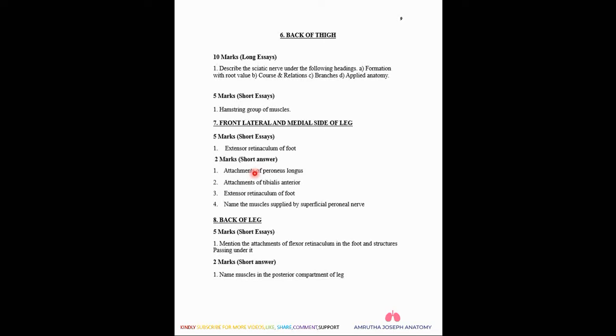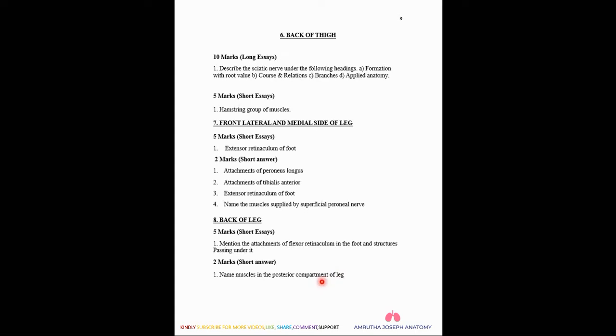Now coming to back of leg, 5 marker, mention the attachments of flexor retinaculum in foot and structures passing under it. So flexor retinaculum is asked many times. 2 marker, name the muscles in posterior compartment of leg. So posterior compartment of leg, you have 3 subdivisions, muscles which are arranged in 3 layers. So read about that, write all the muscles, don't miss any muscles.